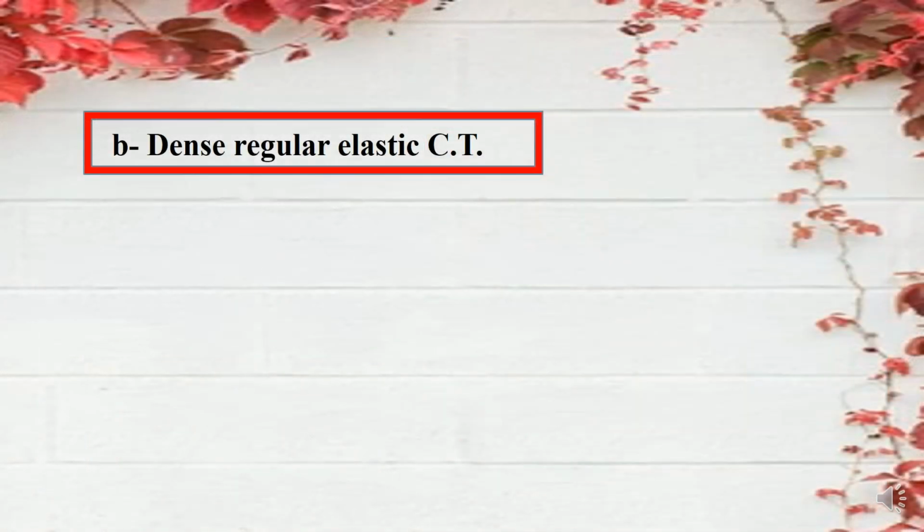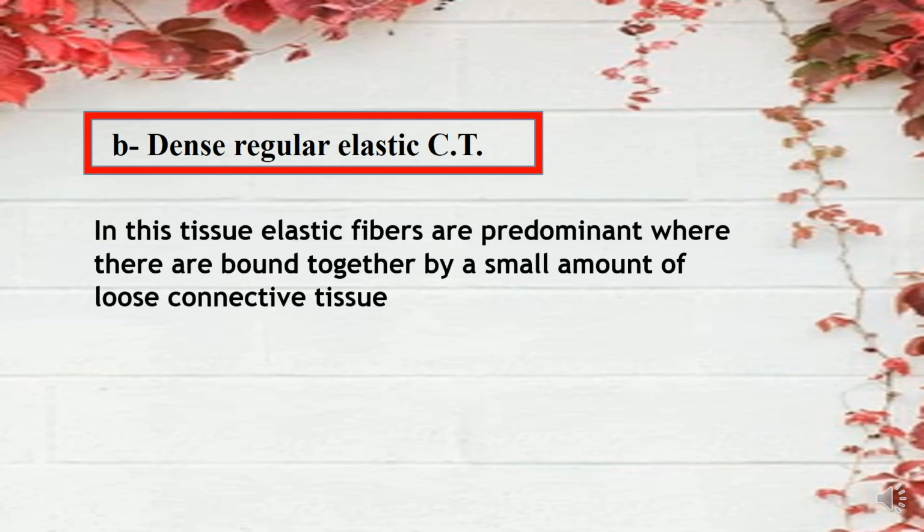Regular elastic connective tissue اللي يشابه النوع السابق الكولاجينوس إنه من ناحية densely packed of fibers. These fibers are regular in one direction, with fewer cells and less ground substance. لكن الاختلاف إنه the type of the fibers here is elastic fibers. Elastic fibers are predominant in this tissue.